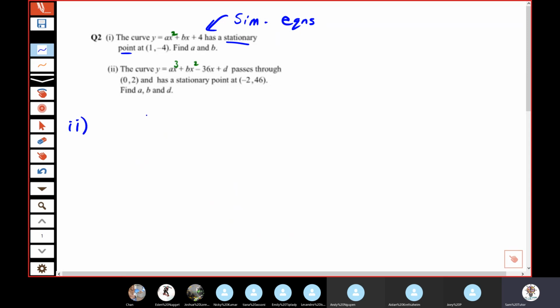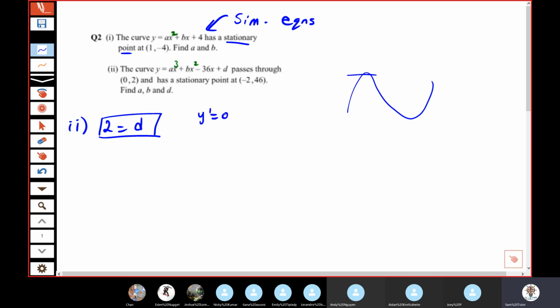Double A. The curve passes through this, so I would have substituted 0 and 2 in. You get y as 2, x is 0, which means everything cancels out, and you would get d equals 2. It has a stationary point at -2 and 46, so we know something. If it's a stationary point, it must lie on the curve. But we also know that y dash equals 0. So we know two things, not just one thing.